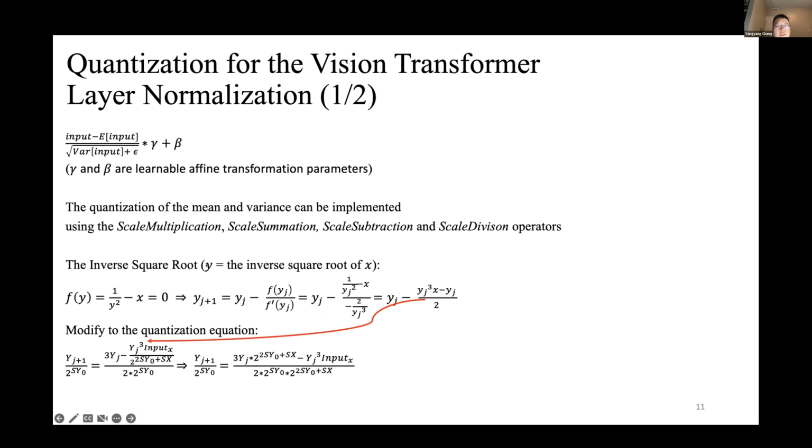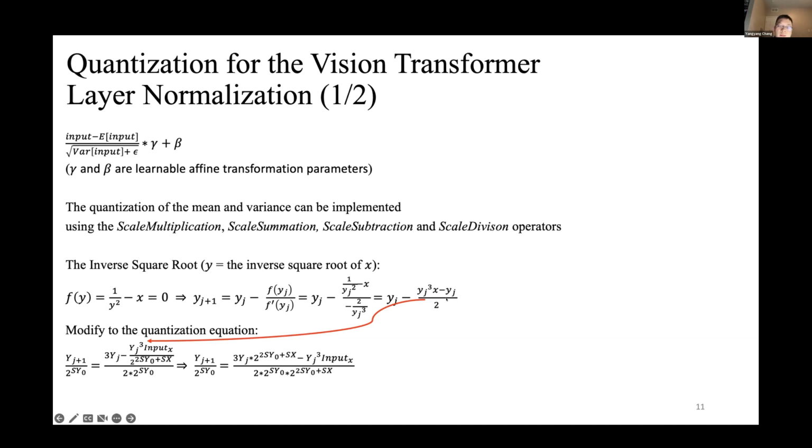First I create the equation y equals the inverse square root of x. So we can get the function f(y) equals 1 over y squared minus x, equal to 0. Then we want to find the y value for this function. As you can see, we use Newton's method: y_{j+1} equals y_j minus this whole equation over here. After you work through this equation, we can find the final equation over here. But this is only the mathematical equation based on floating point numbers, and we need to convert it to our quantization equation.